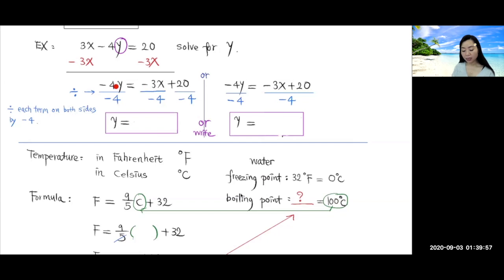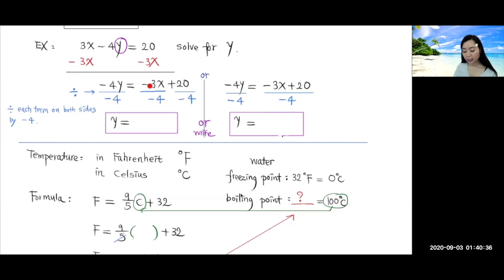Now, notice that we're trying to isolate the y. The y is being multiplied with the negative 4. To undo multiplication, we divide. So divide by negative 4. That's the division right here. So divide by negative 4 on both sides with every term of this equation on both sides. So this term divided by negative 4, this term divided by negative 4, this term divided by negative 4. Terms are separated by addition. Okay. So negative 4 here divides out, giving you y.